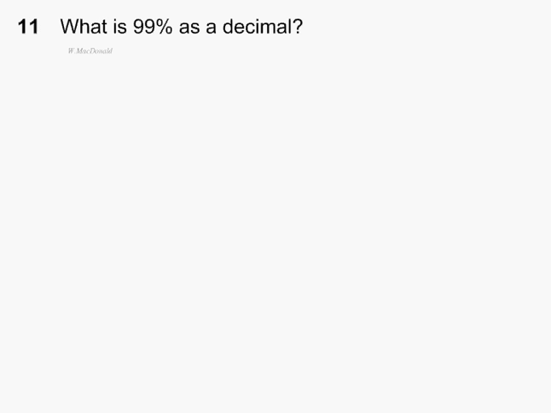Question 11 leads you into converting percents to decimals. It says, what is 99% as a decimal? Well, in order to get the answer, you have to have two steps shown. The first thing is, what is 99% as a fraction? It is 99 out of 100, because percents are always fractions out of 100. This is 99 hundredths, which, if I think of my decimal places, this is your tenths, this is your hundredths, this is your thousandths. 99 hundredths would be 0.99.